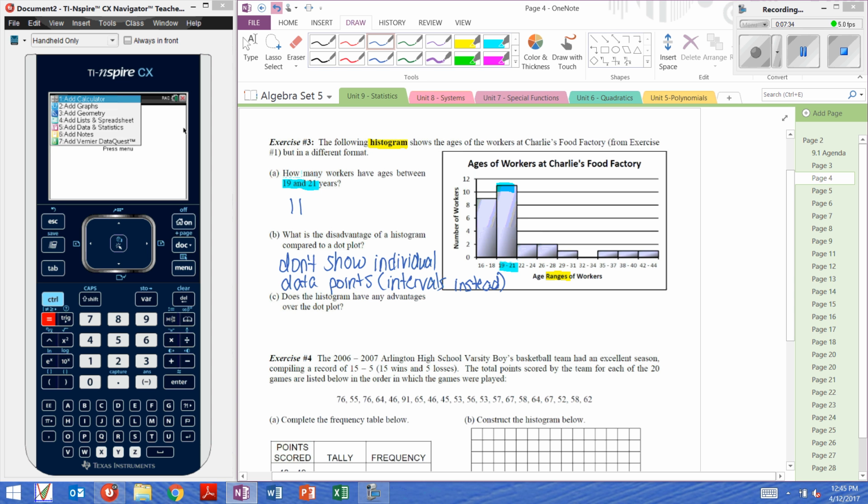And then C says, does a histogram have any advantages over the dot plot? And I would say yes, because I think it's a lot easier to read the data. It's easier to view, so it's nicely shown in bars. So easier to read.